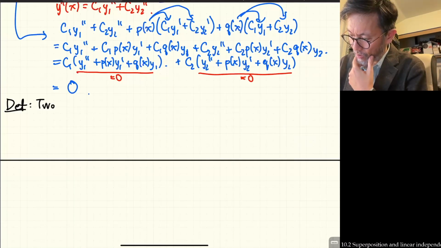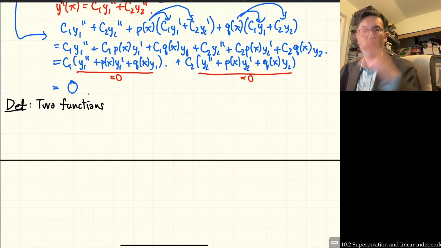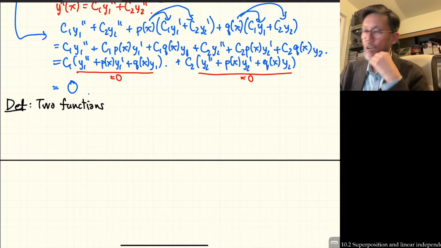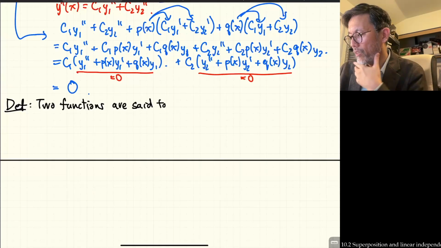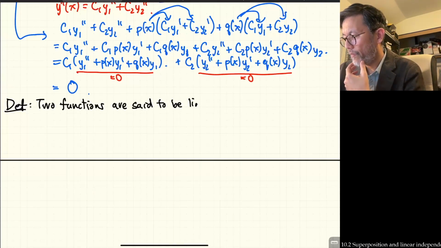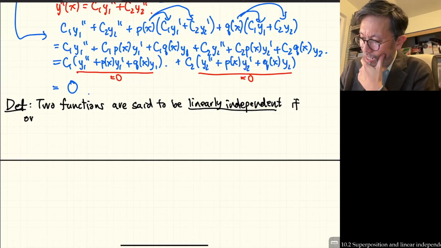Two functions, and I'm just starting with two functions here. There's a general definition for any finite set of functions, or even infinite set of functions. Two functions are said to be linearly independent. This is a term that I'm defining here. If one is not a constant multiple of the other.